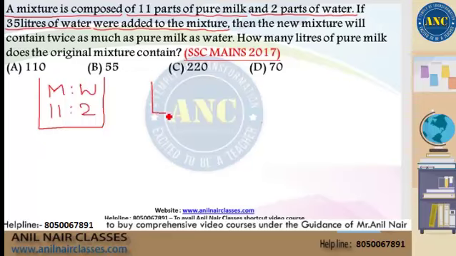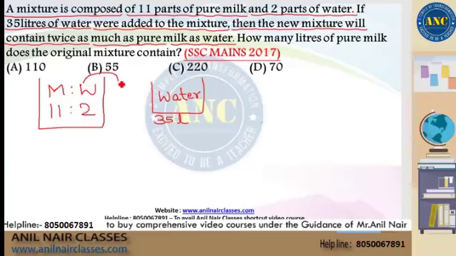There is another vessel. In this second vessel, it is only water which is present. Milk is not present. It is pure water of 35 liters which is present in this second vessel, and these both are combined to form a mixture. There will be a new mixture which will be formed. The new mixture will contain twice as much pure milk as water.